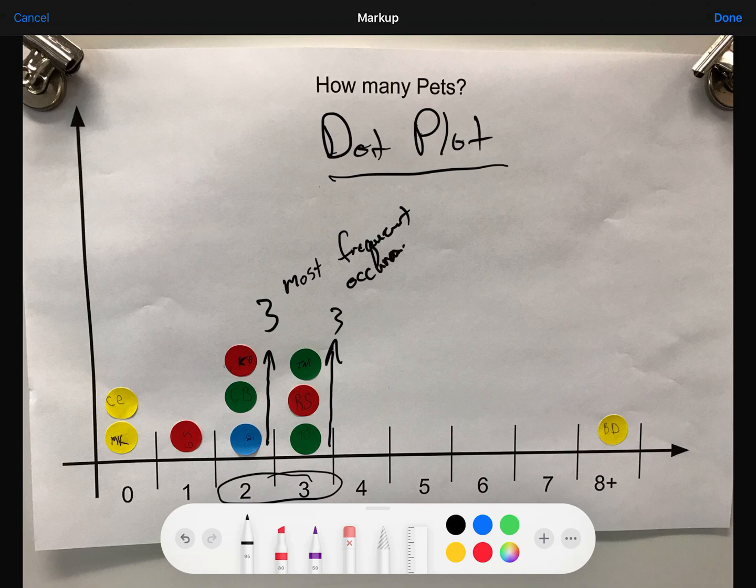No, 2 R's. I gotta fix that spelling. Sorry about that. I think it's 2 R's, E-N-C-E. Most frequent occurrence. We have 2 of them.